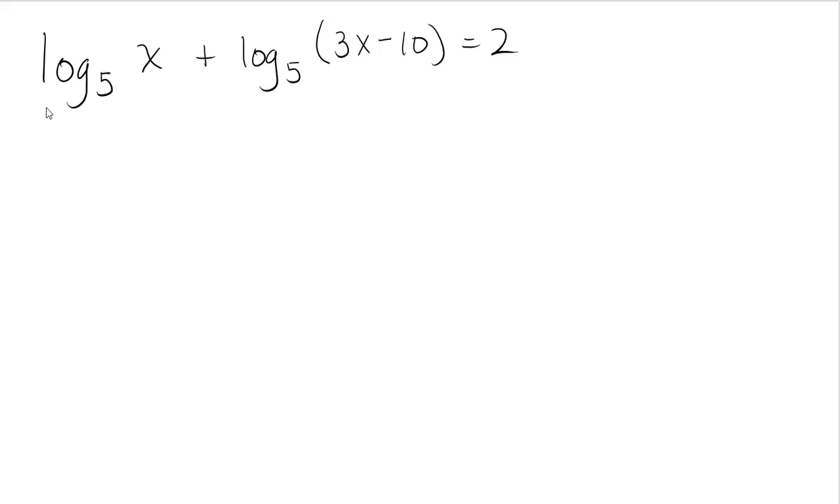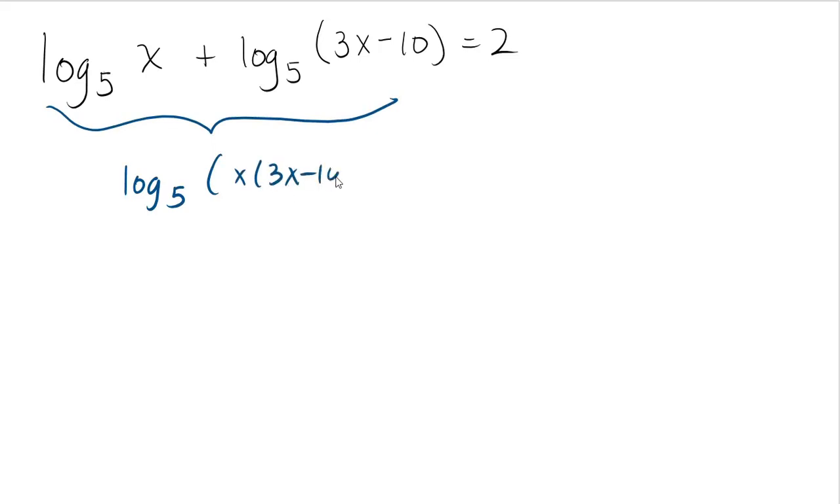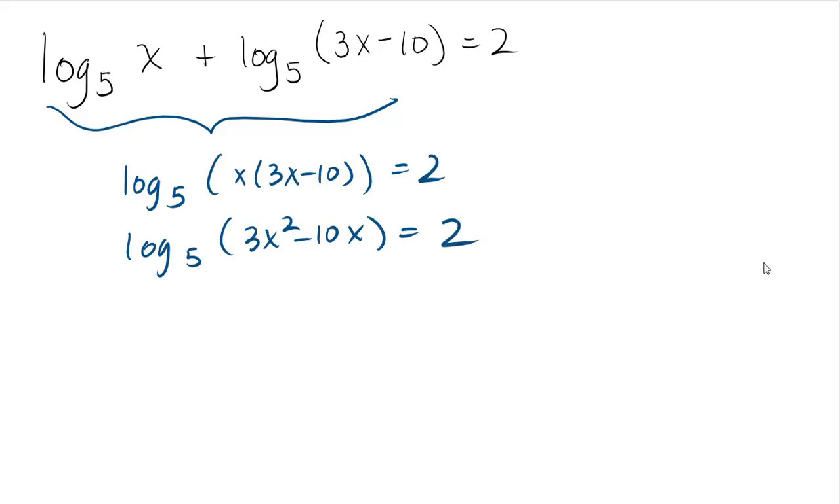So on the left side, we can consolidate this into a single logarithm by multiplying the inputs. This is log base 5 of x times 3x minus 10 equals 2. And distributing, that's log base 5 of 3x squared minus 10x equals 2.